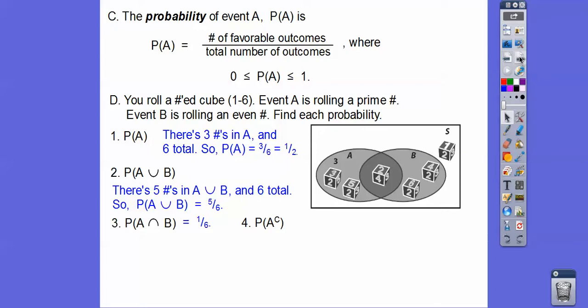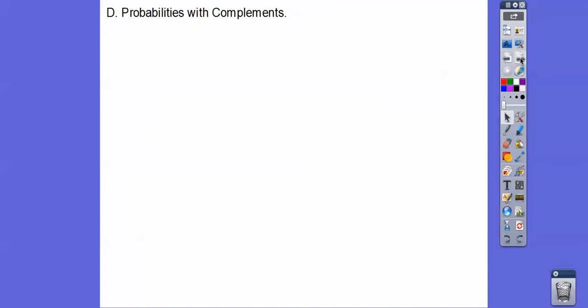So how about the probability of the complement of A? Well, how many numbers are in A? There's 3 of them, so how many of them are not in A? There's these 3, so 3 out of 6 is going to be also 1/2, as soon as my computer stops freezing. All right, so probabilities with complements, you guys.